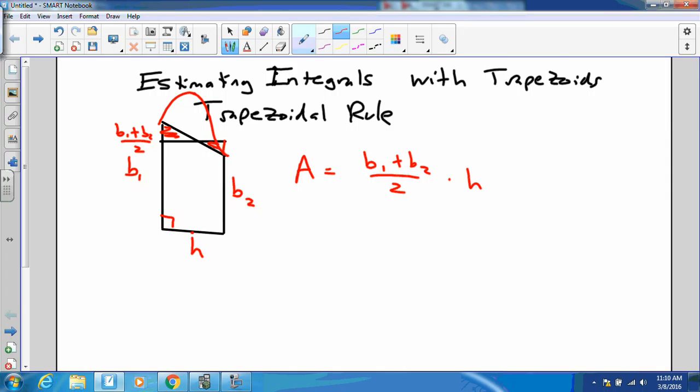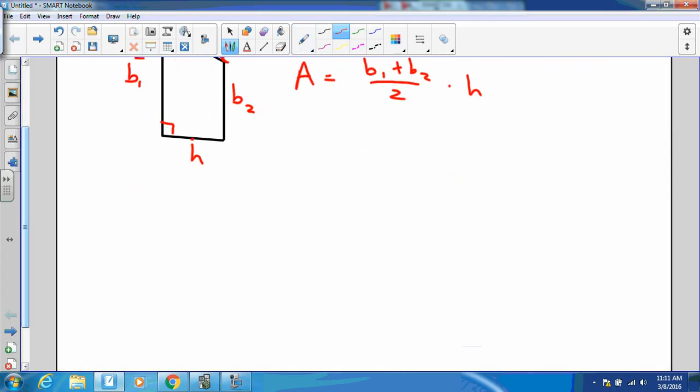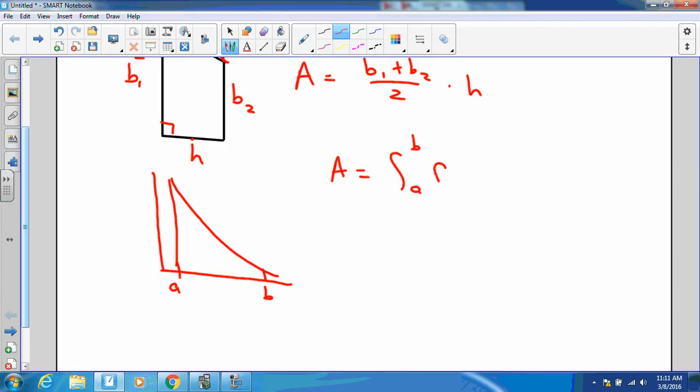Okay. So now, how does that help us? Suppose I've got a curve right here, and I wish to estimate the area under the curve from A to B, like so. And so I can write the area as a definite integral, the integral from A to B of f of x dx. This is exact. But now the question is, how could I estimate it if I did not have a formula for f of x, or if I did not have an antiderivative for f of x?